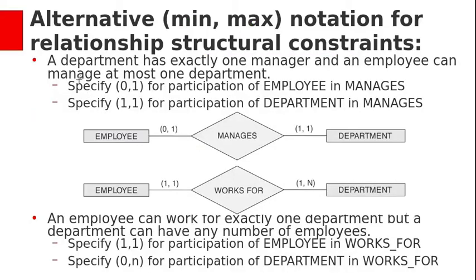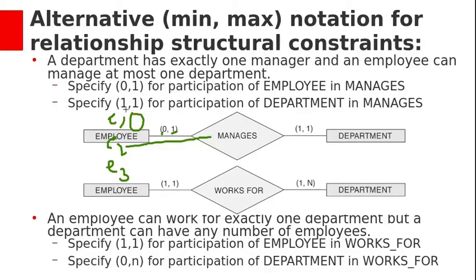For example, if we see here, a department has exactly one manager and an employee can manage at most one department. We can specify this like this. Specify 0, 1 for participation of employee in manages. Here, all employees may not manage a department. So, some employees manage a department, some may not manage any department. So, the minimum cardinality for that will be 0. And if an employee manages some department, at most he can manage only one department. So, the maximum cardinality here is 1.